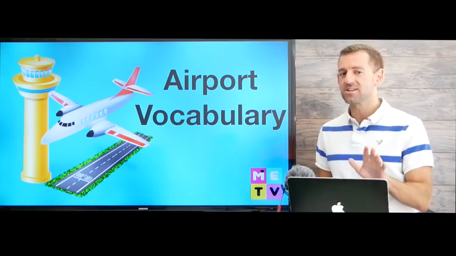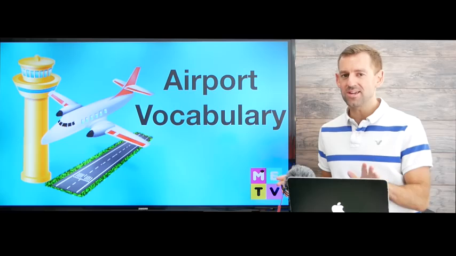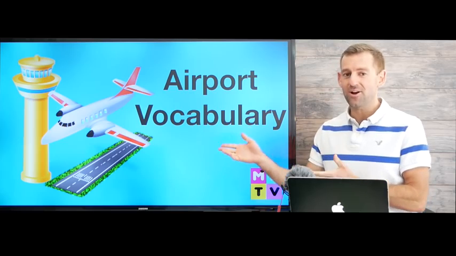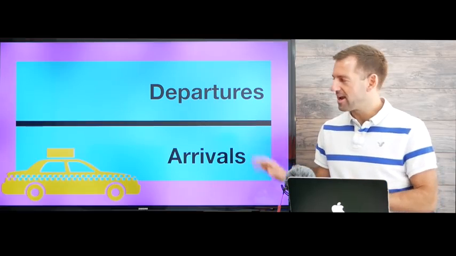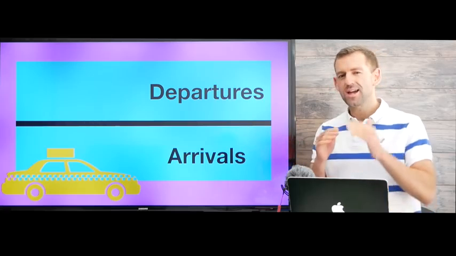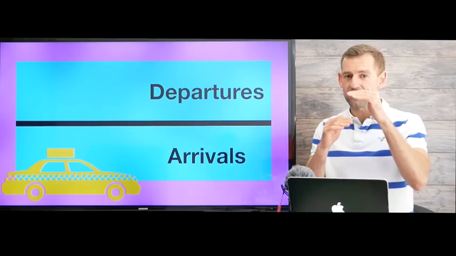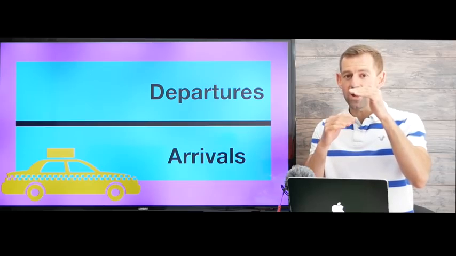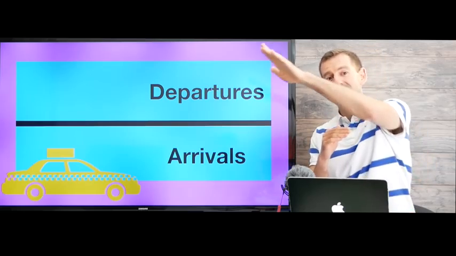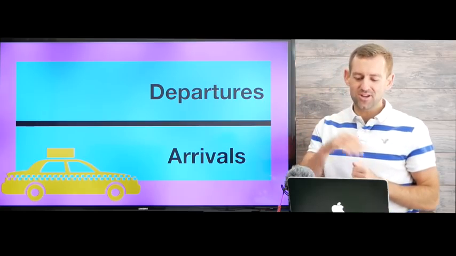In this lesson, I'm going to teach you all the English you need to travel through an airport. Okay, now an airport building usually has two levels. The top level is the departures level, and the bottom is the arrivals level. Departures means you're leaving, arrivals means you're coming.